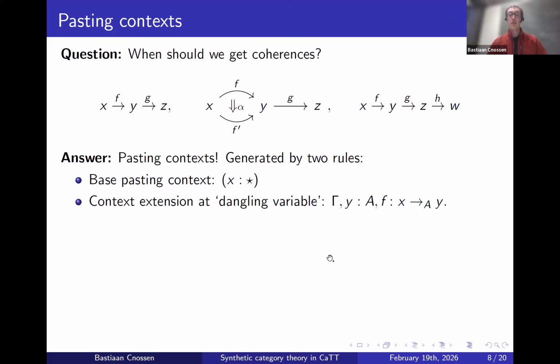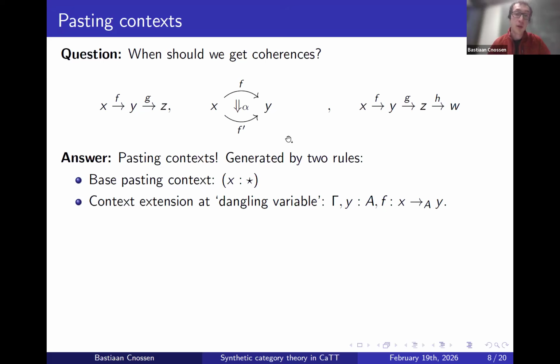Okay, so how would you get higher cells? Let's look at the second diagram. So we have this X. As before, I extend with Y and F. And in this case, I'm allowed to say, okay, this new variable F that I have, I pick that one as the dangling variable. So if I extend now, I have to add another term in the same type as F. So it's a morphism from X to Y, and I connect it with a 2-cell to F.